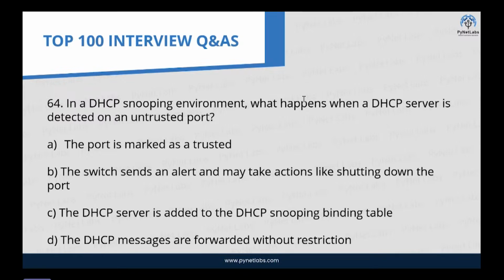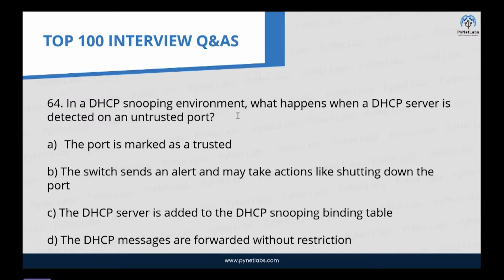So as per our scenario, we got some options here. The port is marked as untrusted. The switch sends an alert and may take actions like shutting down the port. The DHCP server is added to the DHCP snooping binding. The last says DHCP messages are forwarded without restrictions. So here, option B is going to be the correct answer, where the switch sends an alert and may take actions like shutting down the port.